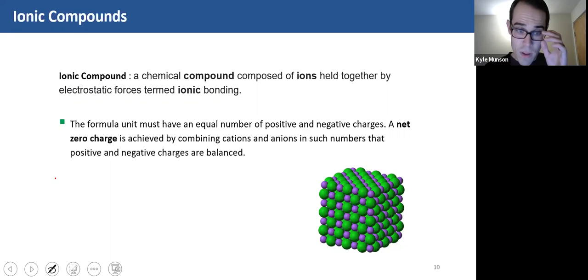And the formula unit must have an equal number of positive and negative charges. And we'll see that the net charge of these compounds that we're forming has to be neutral, has to be 0. Okay, so we need the correct amount of cations and anions to balance out the charge, or to make sure that the compound that we're forming is neutral. And if that doesn't make any sense, it will in a second, I think.